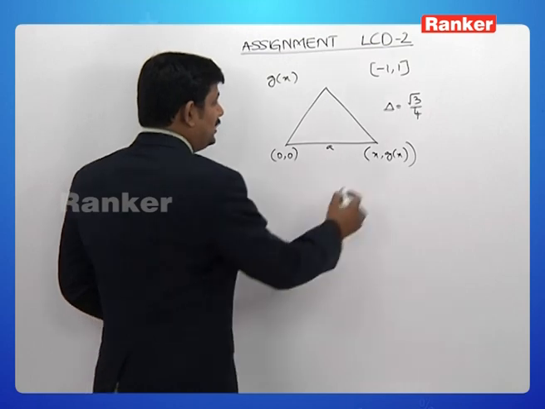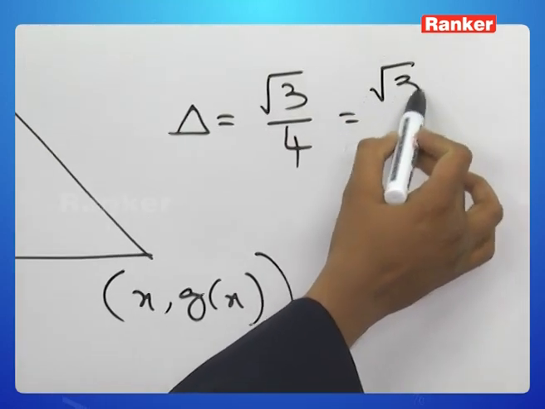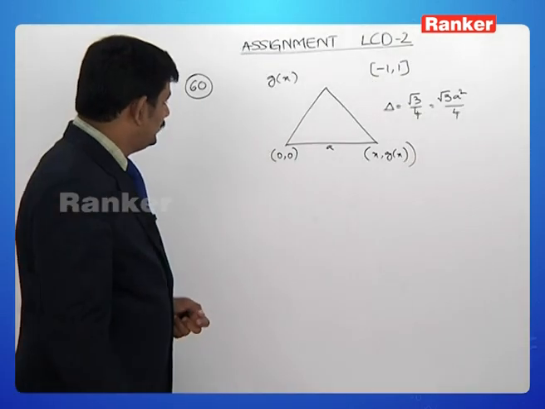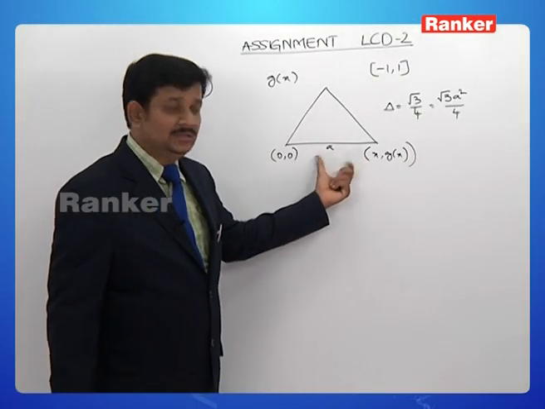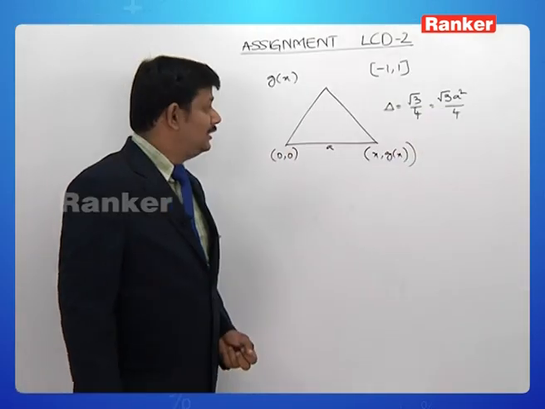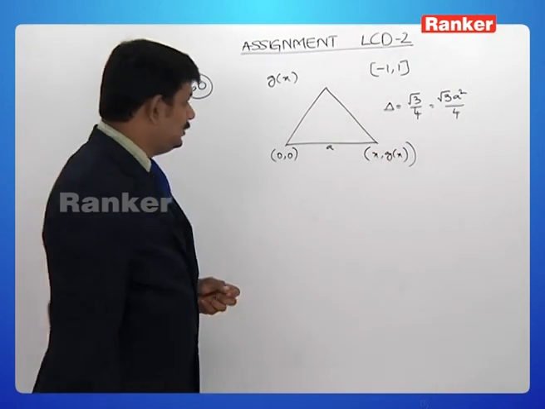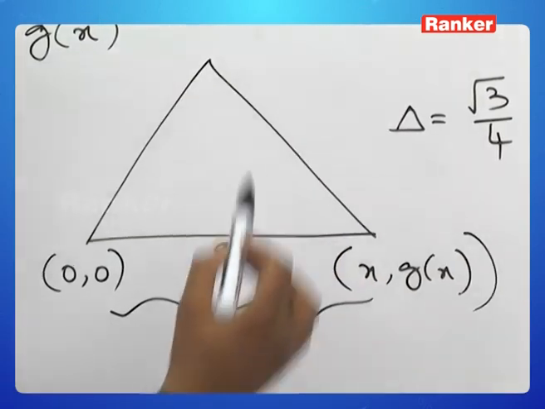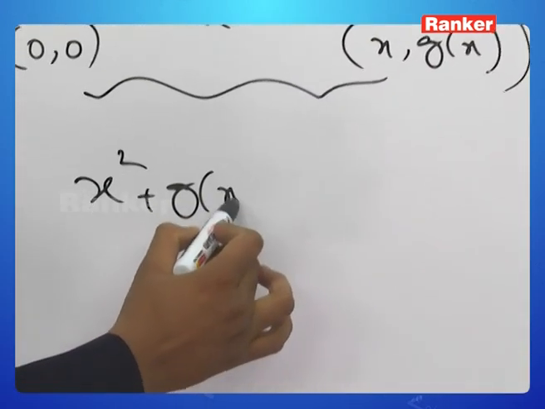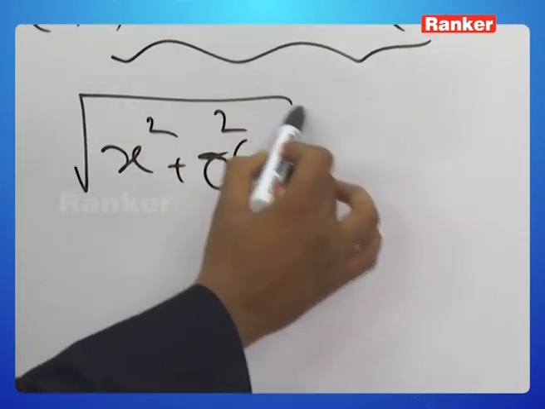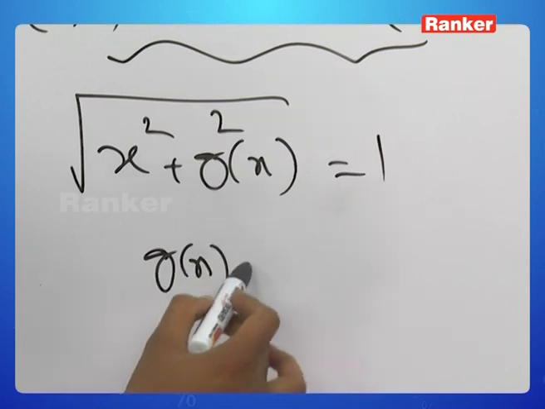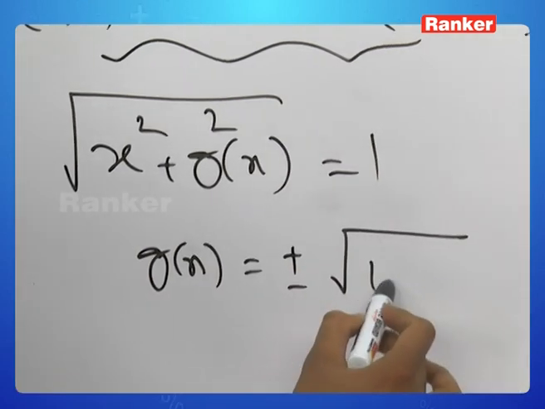We know the area of an equilateral triangle is given by root 3 a square by 4. It is given that the area is root 3 by 4, so a has to be 1. So the distance between these 2 points is 1. That is, the square root of x square plus g of x whole square is equal to 1, or g of x is plus or minus root over 1 minus x square.